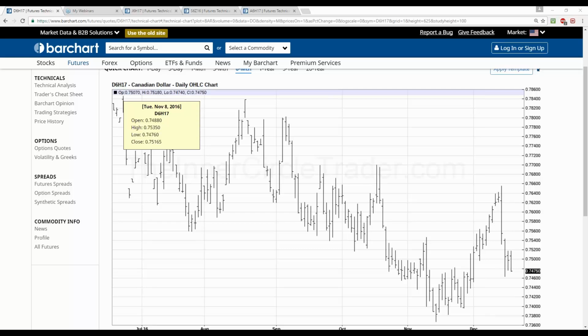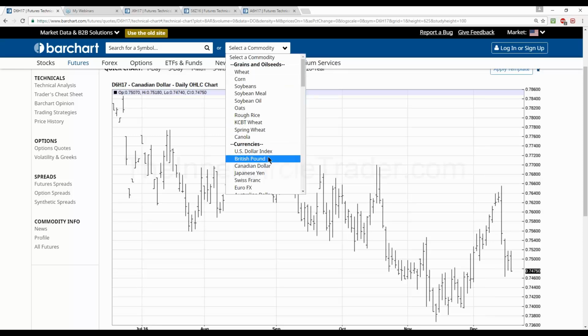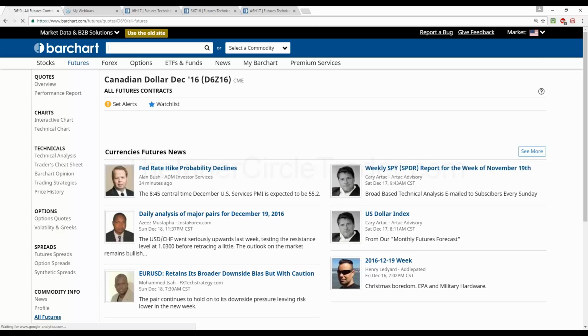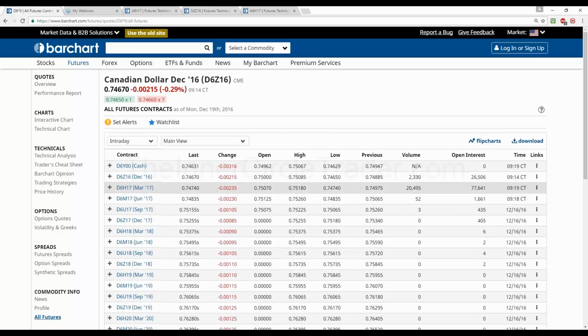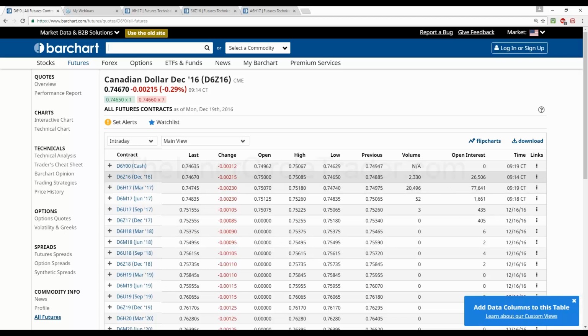If we go back into, let's say we're going to pick up another contract. Say you're pulling up Canadian dollar for the first time. This is the list you pull up. It gives you all these different contract months. Right now, for whatever reason, it's still showing December. It's 26,506 on open interest, and then the next month out, which is March, it's 77,641. So more open interest is in the March contract than the December contract.